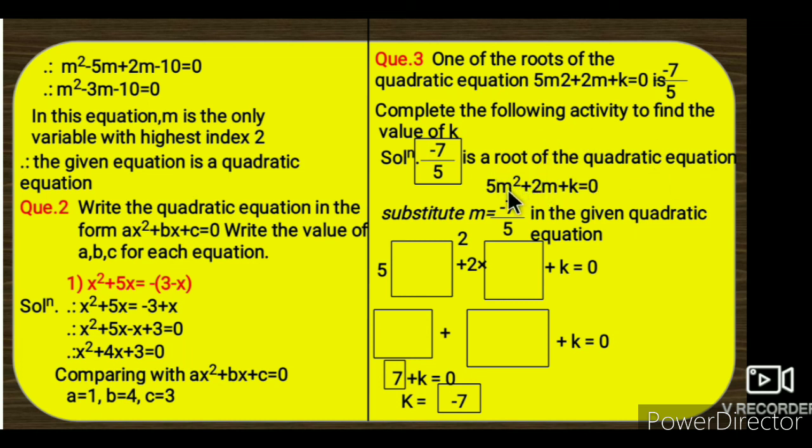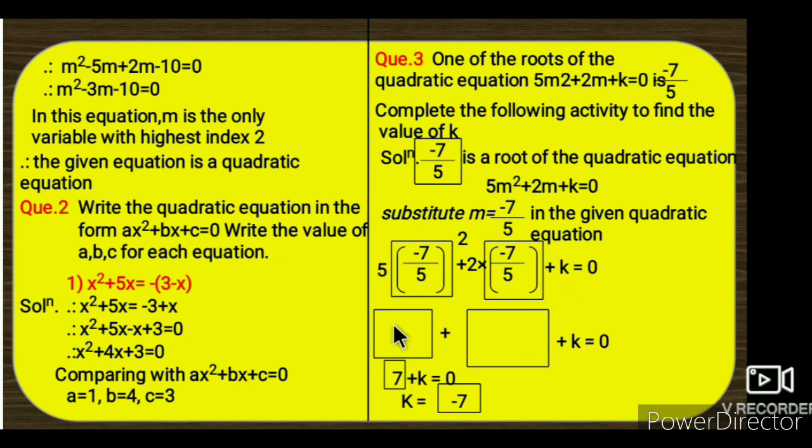Next, the given equation is 5m² + 2m + k = 0. The given equation has root −7/5, which means the value of m. Substitute m = −7/5 in the given quadratic equation. Therefore the equation is 5(−7/5)² + 2 × (−7/5) + k = 0.